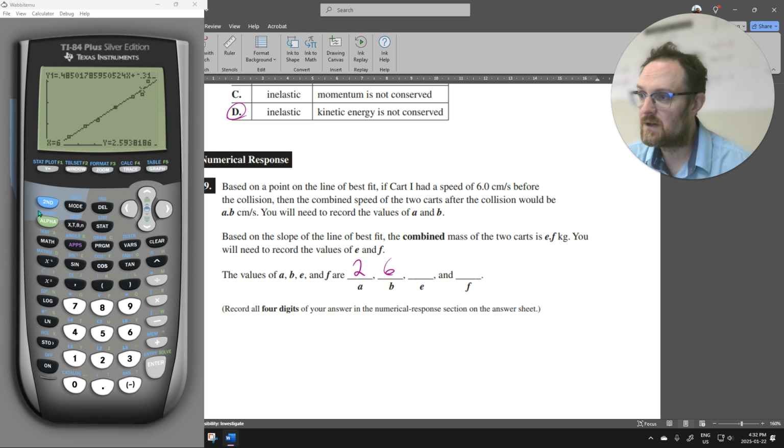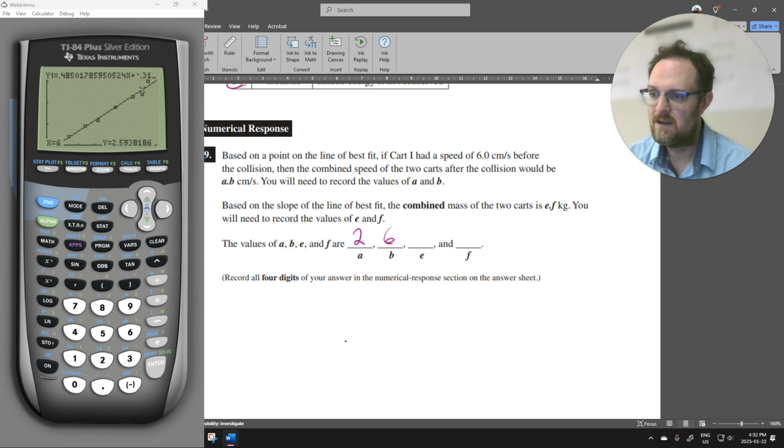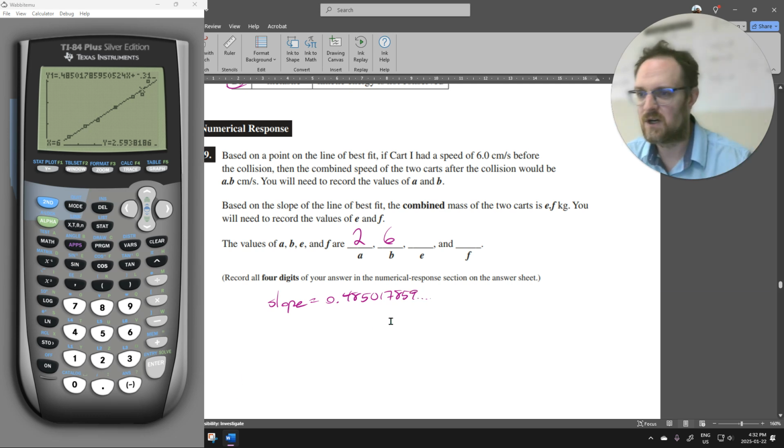Now what we're going to do is use the slope, and there's a slope right there, but you can also go to y is equal to and find it. So the slope of my line is 0.485017859, etc. There's a lot of decimals here, just a nice number. There's no scientific notation part to it.